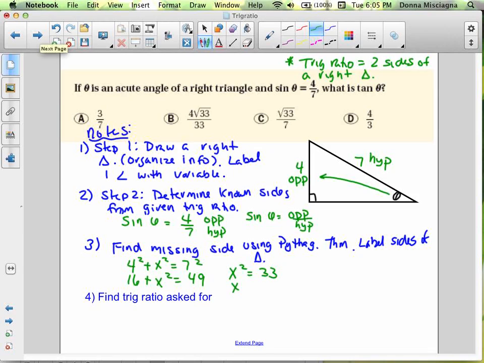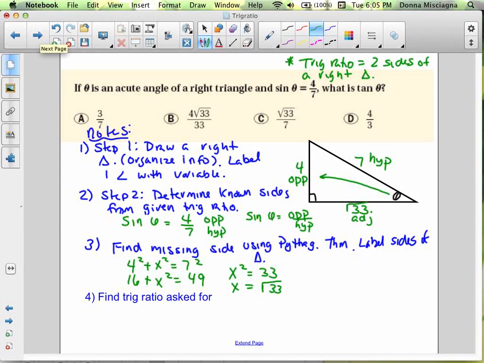And so x is going to equal the square root of 33. Now, although 33 is not a prime number, its two factors are 3 and 11. They're prime and they don't match. So that's as simple as it gets. So that means that our adjacent side is the square root of 33.